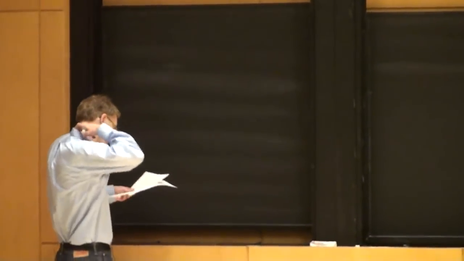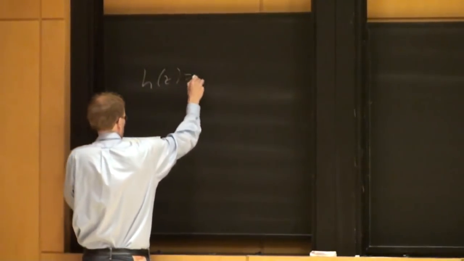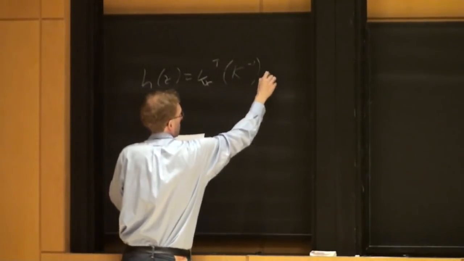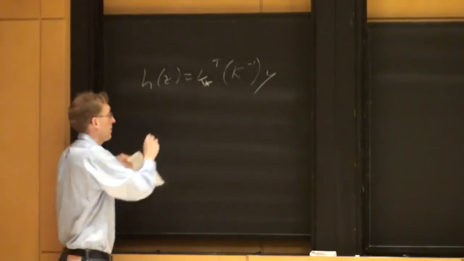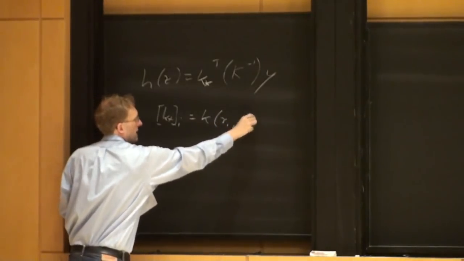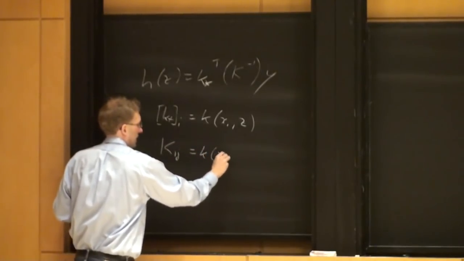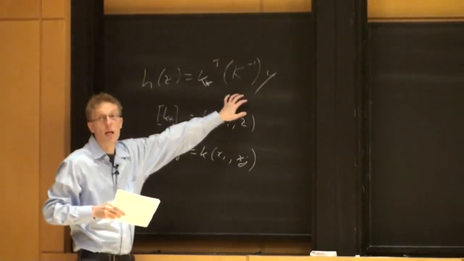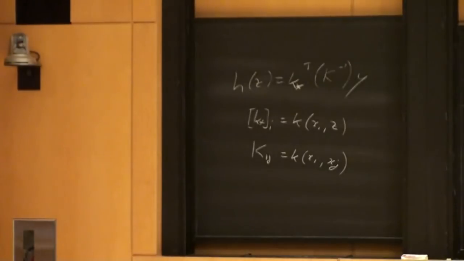We talked about kernel regression, and there we came up with the following formula, that h of z equals k star transpose k inverse times y. So it's very simple. Where k star i is the kernel of x i with the test point z. This here is the kernel matrix, K ij equals the kernel of x i, x j. And so you just multiply that with a vector y. So this will come in handy later on. But it was just one example of how to kernelize an algorithm.